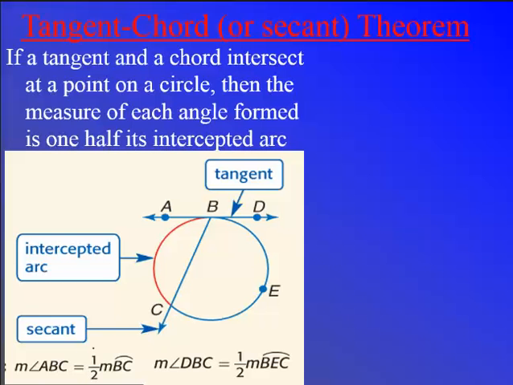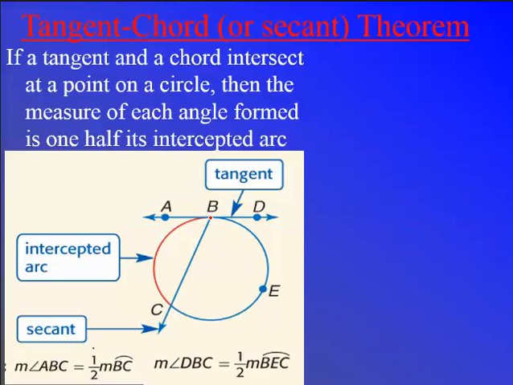Okay, so here's a picture. We have a circle, and on this circle we have a tangent touching it at 1 point. What name of the point is it touching? It's touching here at B. And then we have a secant coming through the circle. It's also touching the circle at the same point, point B. So that's what this definition means up here when it says a tangent and a chord intersect at a point on the circle. Here they are intersecting at that point on the circle.